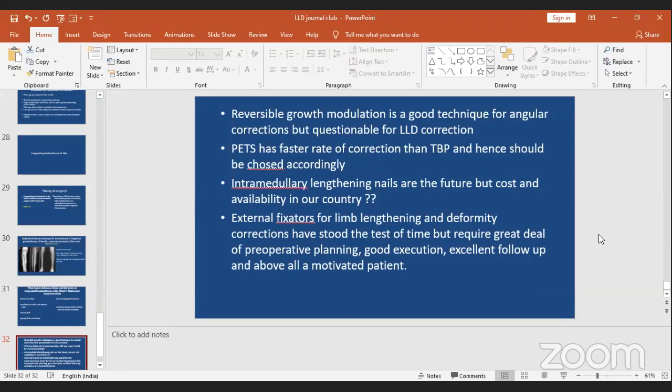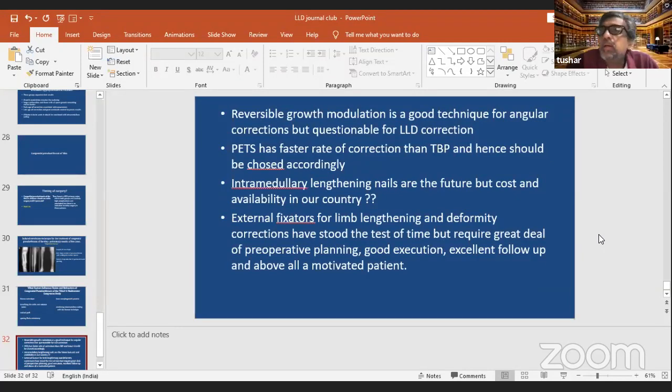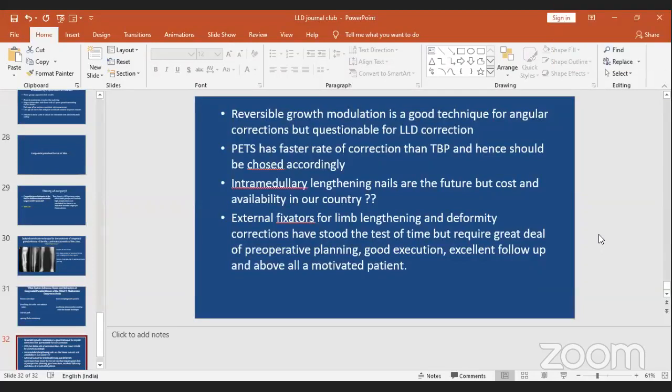Tushar, you wanted to say something? So how many of us actually use the Ortho SUV? I have 100% success rate in one patient.